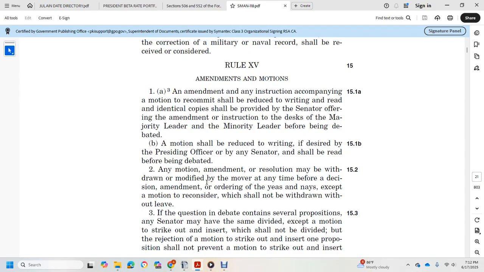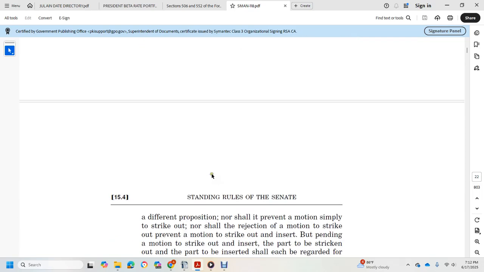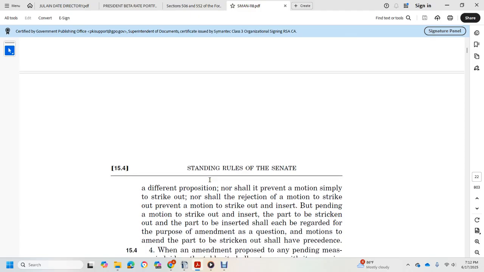But the rejection of a motion to strike out and insert one proposition shall not prevent a motion to strike out and insert a different proposition, nor shall it prevent a motion simply to strike out, nor shall the rejection of a motion to strike out prevent a motion to strike out and insert. But pending a motion to strike out and insert, the part to be stricken out and the part to be inserted shall each be regarded for the purpose of amendment as a question. Motions to amend the part to be stricken out shall have precedence.